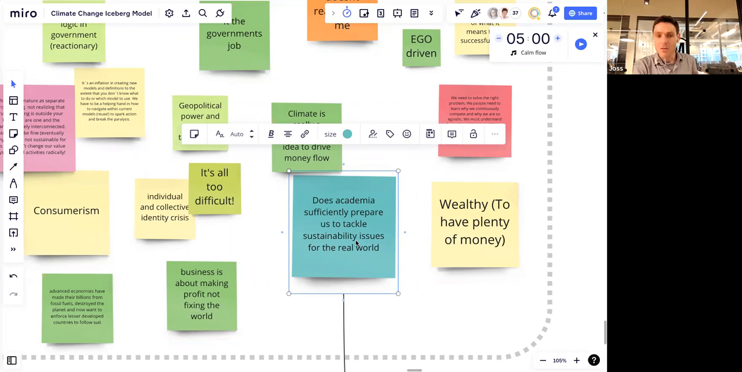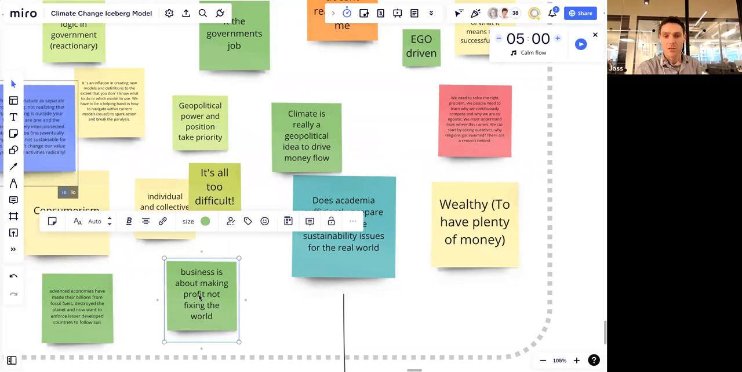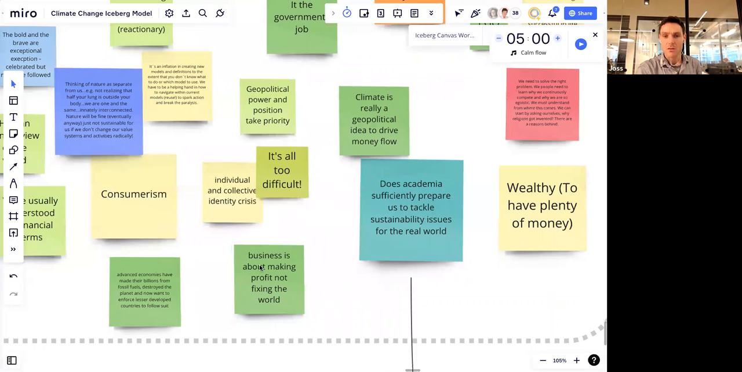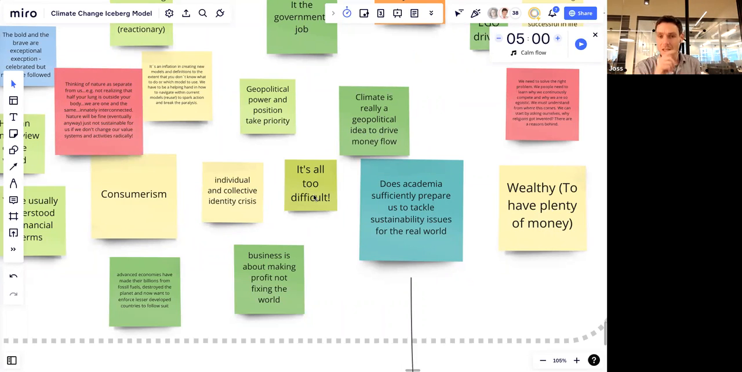Business is about making profit, not fixing the world. It's all too difficult. Yeah, that's an interesting paradigm or mental model. The business of business is to make money, even when they have these massive effects, externalities, positive and negative in the world. They're still seen as private things for maximizing profit in many ways.